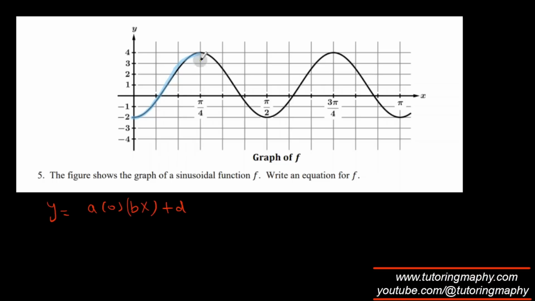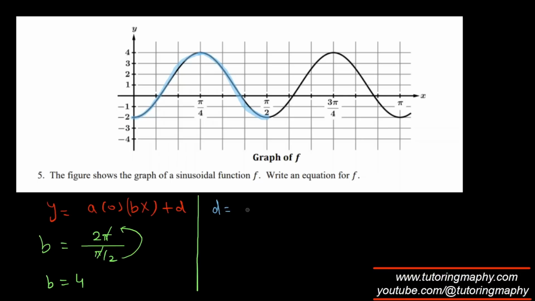What is the period? Period is all the way till this point. So period is pi over 2. So the value of b is going to be 2 pi over pi over 2. 2 pi over the period, which is going to be pi, and pi gone. This 2 jumps up as per keep change flip. So the value of b comes out as 4.